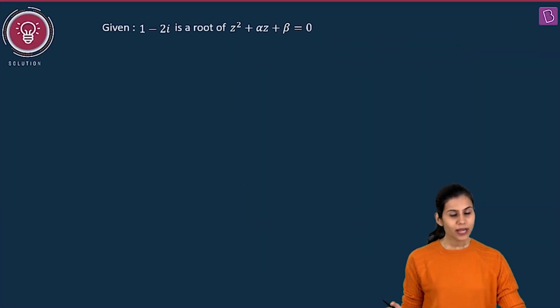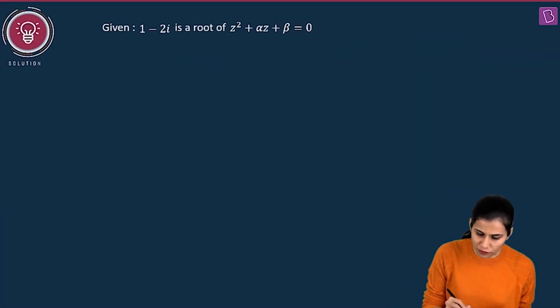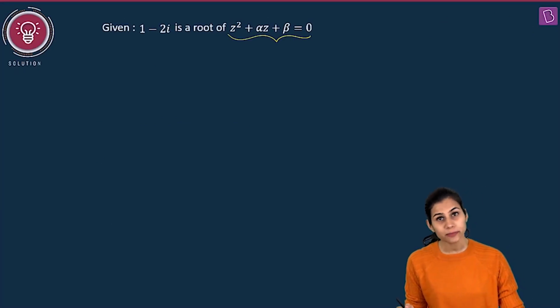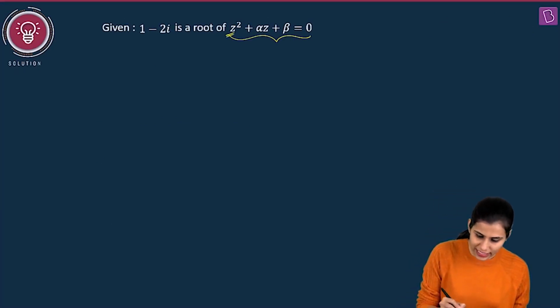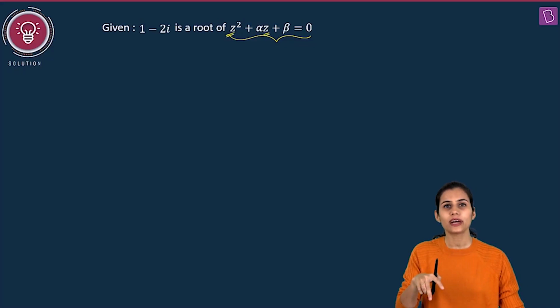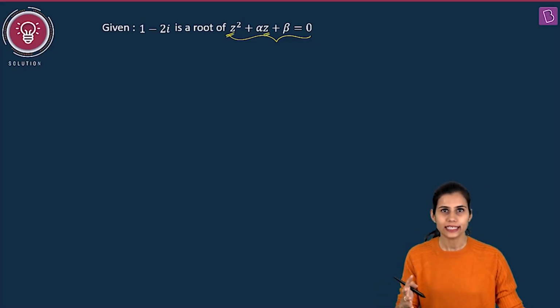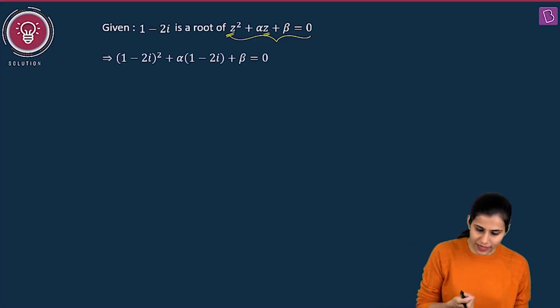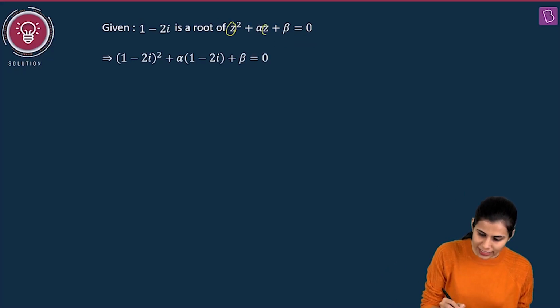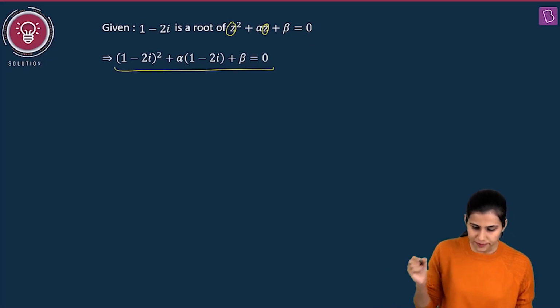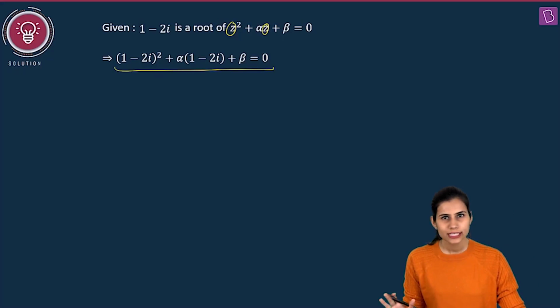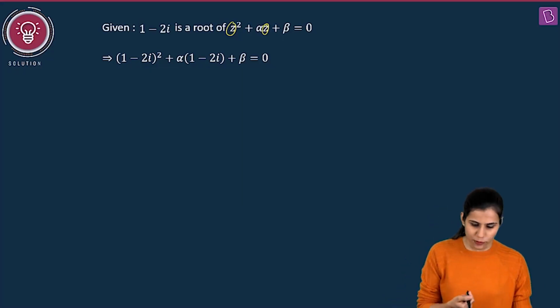Number one, see, 1 minus 2 iota is a root of this quadratic equation. That means, in place of z, when you plug in 1 minus 2 iota, this equation will get satisfied. So let's do that. In place of z, just plug in 1 minus 2 iota. So this is what you get. Absorbed? Digested? Cool. Let's proceed ahead.